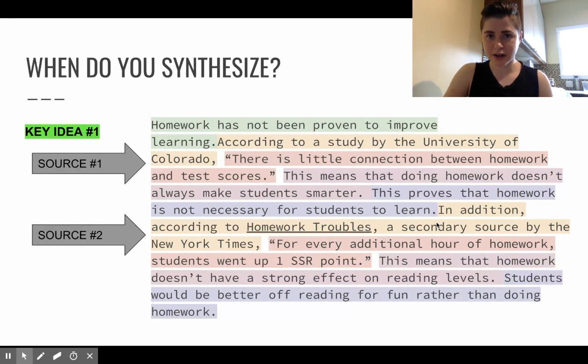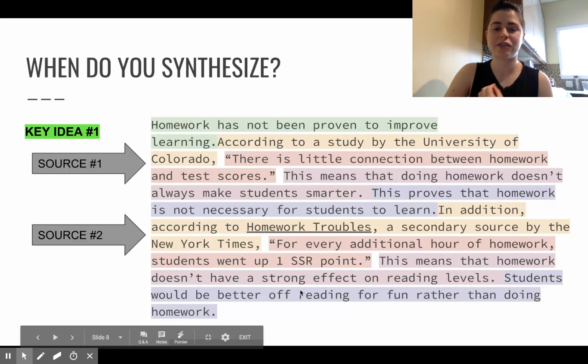Now, in the same paragraph, using a different source, we're going to add in. So we might say, in addition. That's always a good starter. According to Homework Troubles, a secondary source by the New York Times, for every additional hour of homework, students went up 1 SSR point. This means that homework does not have a strong effect on reading levels. Students would be better off reading for fun rather than doing homework.